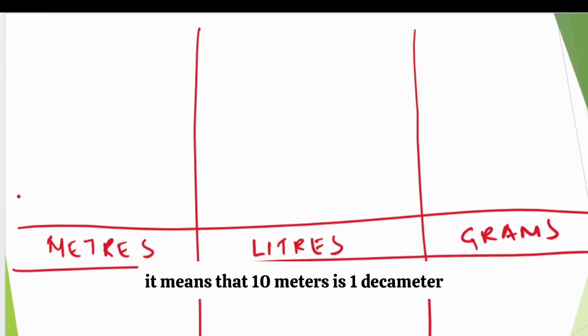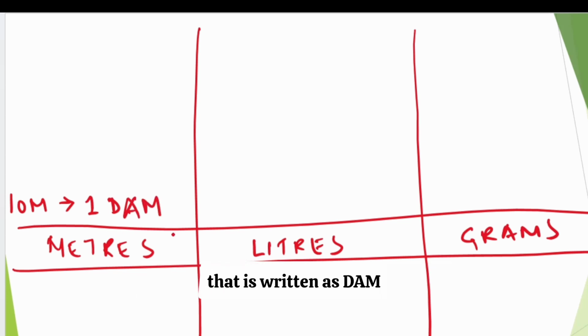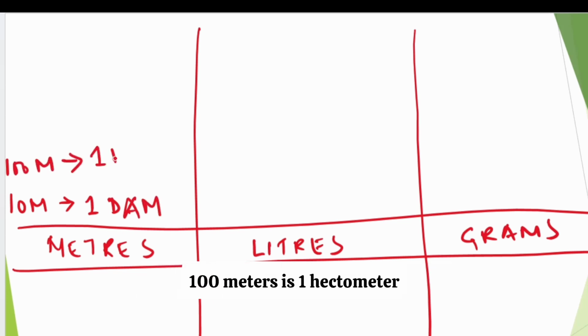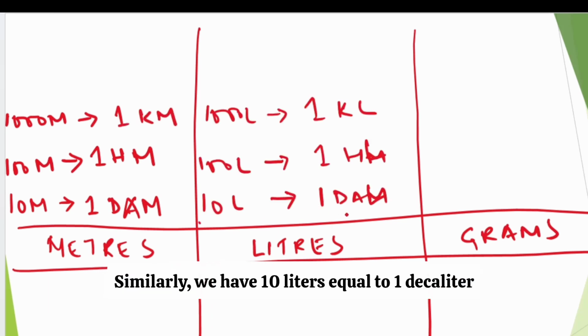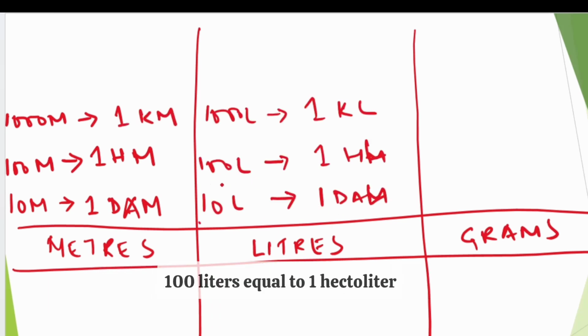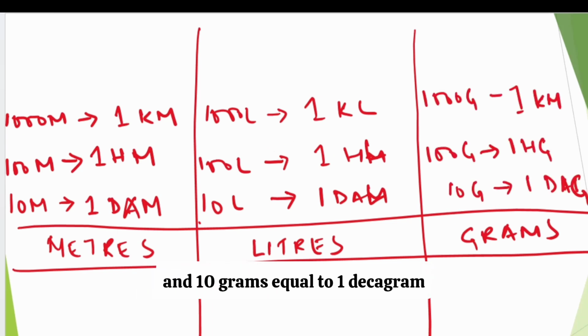So what does this mean? If we write the unit out here, it means that 10 meters is 1 decameter. That is written as DAM. 100 meters is 1 hectometer and 1000 meters is 1 kilometer. Similarly, we have 10 liters equal to 1 decaliter, 100 liters equal to 1 hectoliter and 1000 liters equal to 1 kiloliter, and 10 grams equal to 1 decagram, 100 grams equal to 1 hectogram and 1000 grams equal to 1 kilogram.